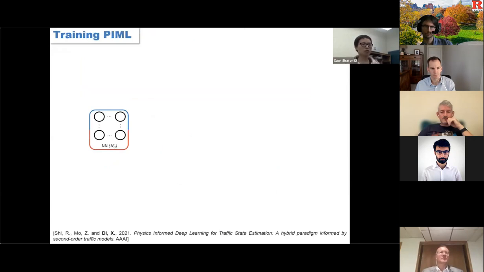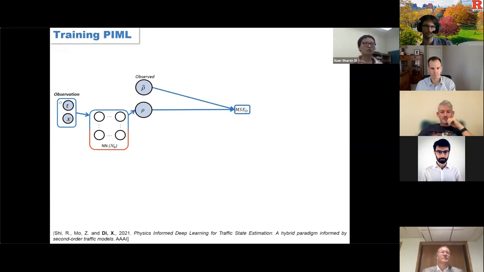But how do we train this neural network? Let me talk about the flow chart of this training process. The neural network N of theta is our target. We have some observations at certain times t and certain locations x. If this neural network is already trained, then it can output some value rho. We also have the observed rho at those times t and x locations. Then we can calculate the distance between these two values. That gives us a mean square error defined over the observation set.